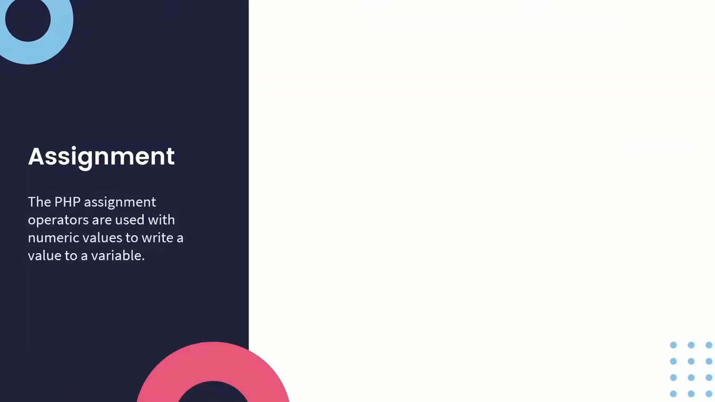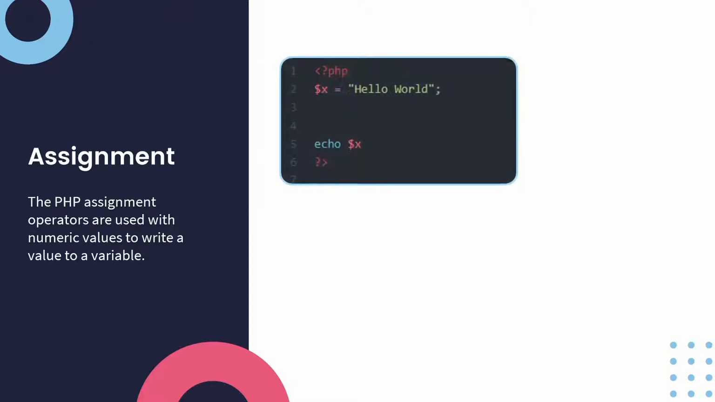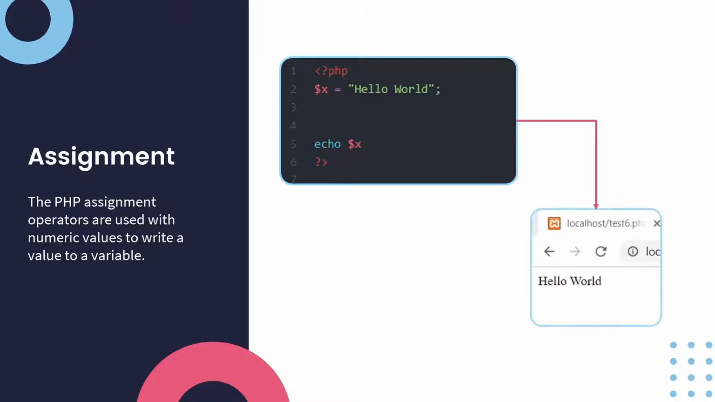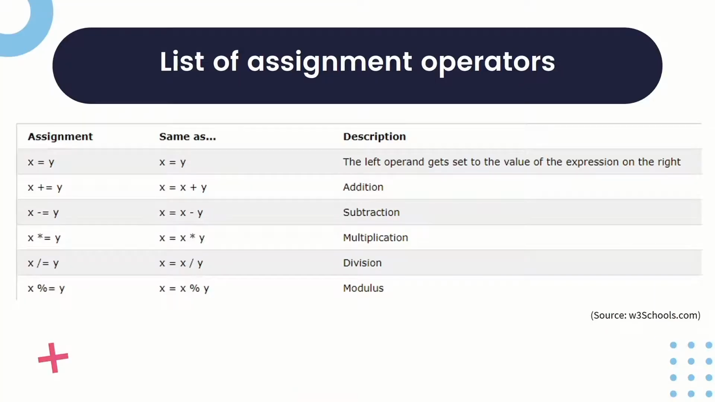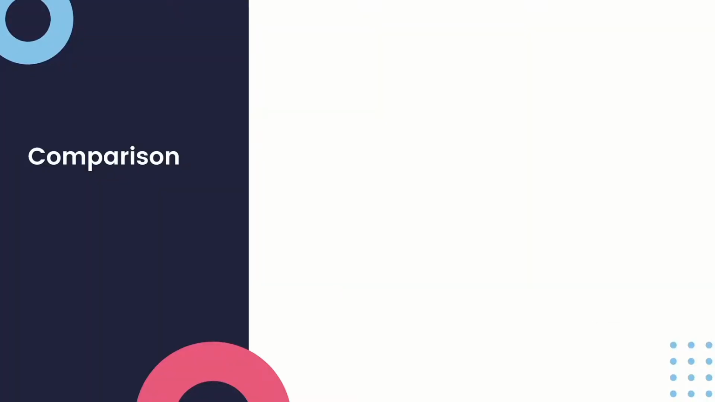Excellent. Now let's move on to the assignment operator. The PHP assignment operator is used with numeric values to write a value to a variable, otherwise known as assigning a variable. We've seen this quite a bit through a couple of our examples where we've actually assigned a value to a variable. In this very simple example, we have a variable called x and we are assigning a value of hello world. We do so by using a single equal sign. This is how we assign a value. And much like before, here is a list of all the assignment operators. Now each one has its own description, so I do suggest maybe having a look at how they differ from one another.